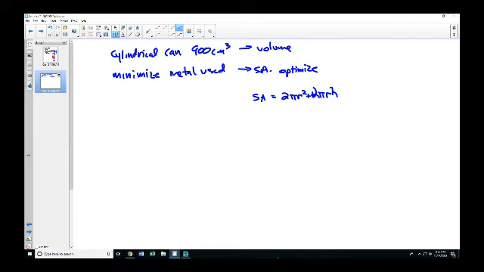Wait, what? 2 pi r squared h or h? 2 pi r squared plus 2 pi r h. The pi r squareds are your top and bottom. This is your sides. How many variables do we have here? Two, r and h. We don't like that, so we have to get rid of one. We're going to use volume to get rid of one variable.